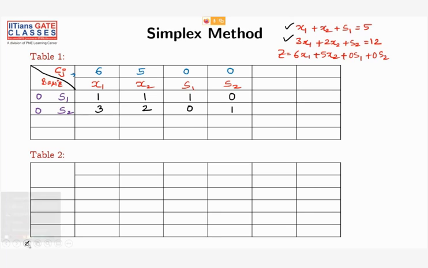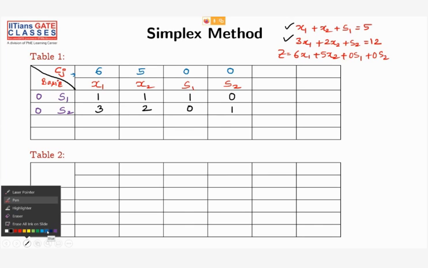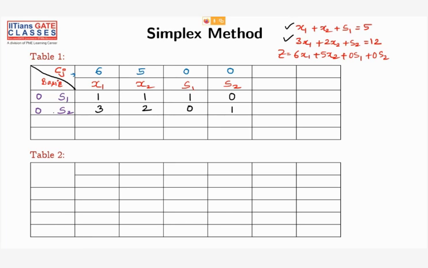Okay, now what I'll do is take a different ink here. I will calculate a value called zj. I'll tell you what this zj value means and all these things, but it's crossing the limit.